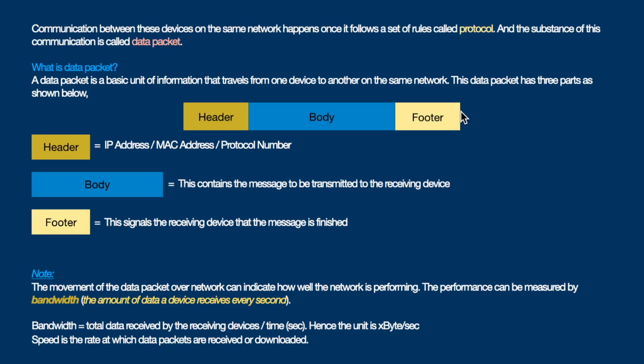So the data packet has three components: the header, the body, and the footer. The header comprises the ID, the IP address, the MAC address, and the protocol number. In the middle, we have the body that actually carries the information we are passing, whether encrypted or left plain. That is the real message, while the footer shows us that this is the end of the message.